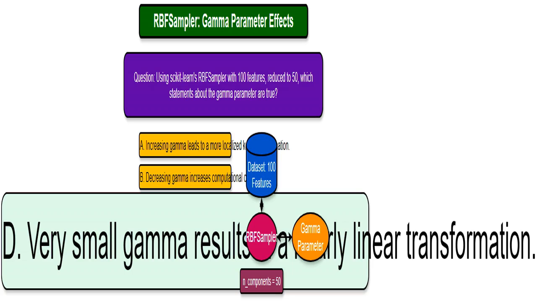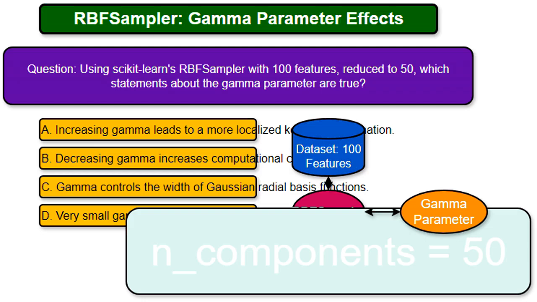RBFSampler is an algorithm from scikit-learn that helps reduce the dimensions of your dataset. It does this by using random Fourier features to approximate the kernel. It's like taking a shortcut to calculate similarities between data points more efficiently. I like to think of it as a dimensionality reduction tool for your machine learning model. The value of n_components, number of components, indicates the reduced dimension, here, 50. We aim to reduce the 100 features down to just 50 using RBFSampler. This reduces the computation load while trying to preserve the important information in the data. This is one of the key goals of dimensionality reduction.